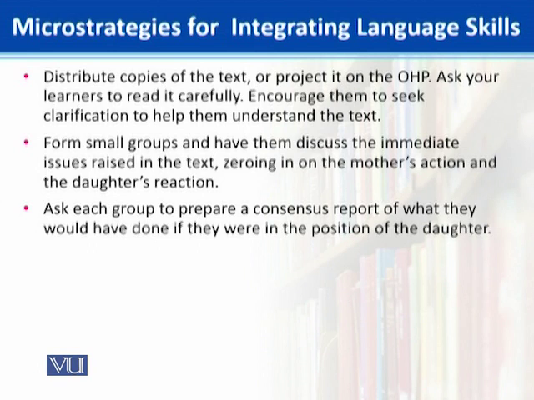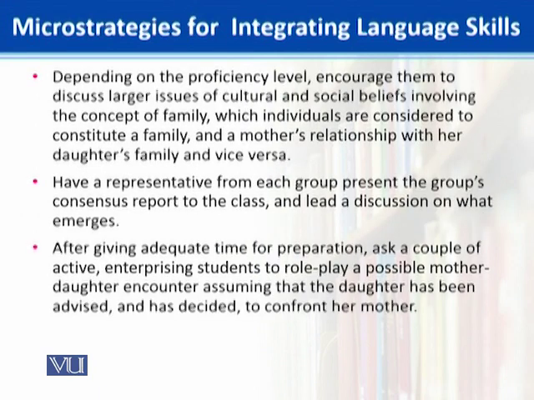Form small groups and have some discussion on the immediate issues raised in the text, zeroing in on the mother's action and the daughter's reaction. Focusing on the actions of the mother and the daughter, there can be certain issues that can be picked up from the text, and the students can be asked to discuss them in groups. Each group has to prepare a consensus report. Now this is the stage where writing would take place. Depending on the proficiency level, you can encourage them to discuss the cultural issues, the larger socio-cultural background issues, etc.